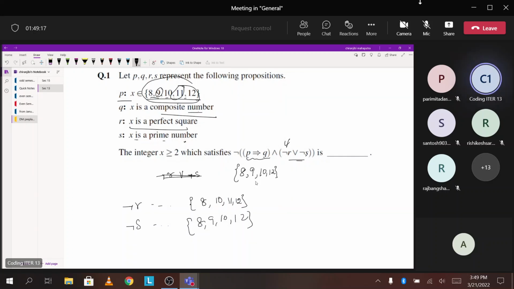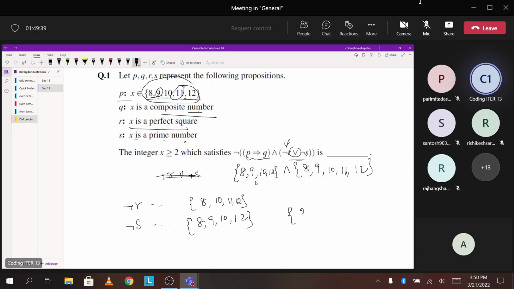So दोनों का यदि और है, so that means if you take the union of these two, so that will consist of 8, 9, 10, 11 and 12. Okay, fine.